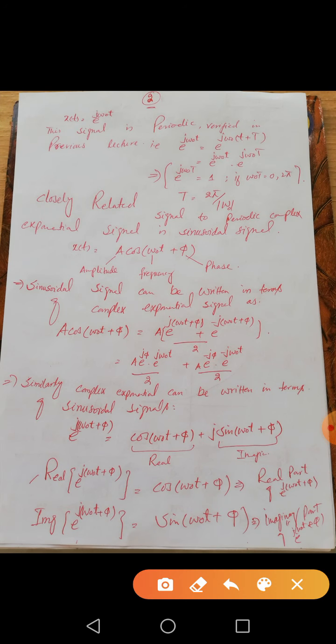Now x of t equal to e power j omega naught t. When the value of a is purely imaginary, this signal has a very important property, and that is that this signal is periodic. This complex exponential signal must always be periodic.